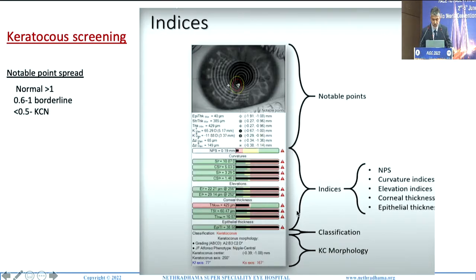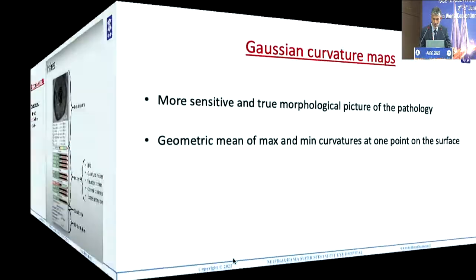And then it also has the indices. Indices include the NPS, the curvature indices, elevation indices, corneal thickness, and the epithelial thickness. And all of them have a slider scale, and if it's abnormal, you get a red flag. It also gives you classification of the keratoconus. It gives you grading of the keratoconus, ABCD grading, and also the morphology of the keratoconus. So here it says nipple type of a central keratoconus. It also gives you other parameters like the keratoconus center and the axis, etc.